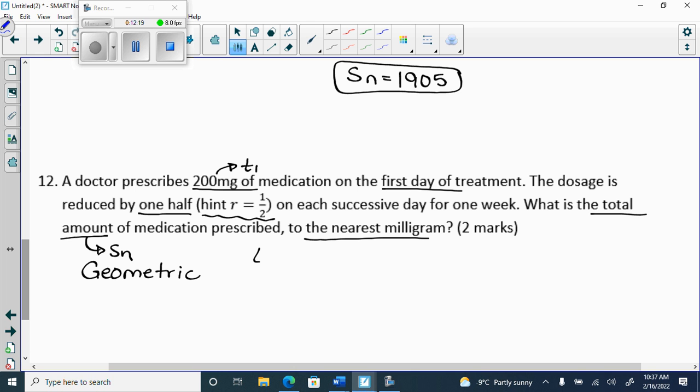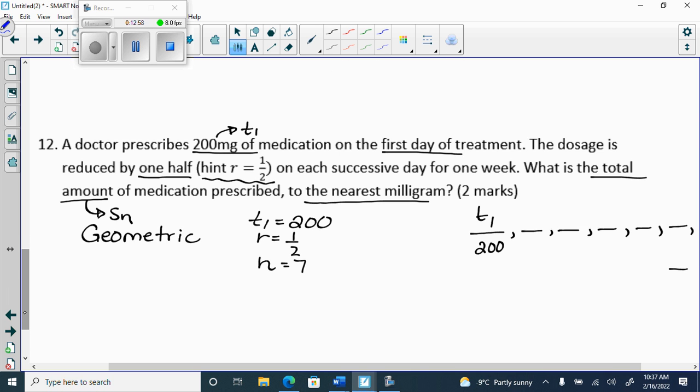We know T1 is 200. We know R is a half. And then it says each successive day for a week. So what do we know N is? N is 7. So we have T1 is 200, and then we go T2, 3, 4, 5, 6, 7. Right? So we have 7.